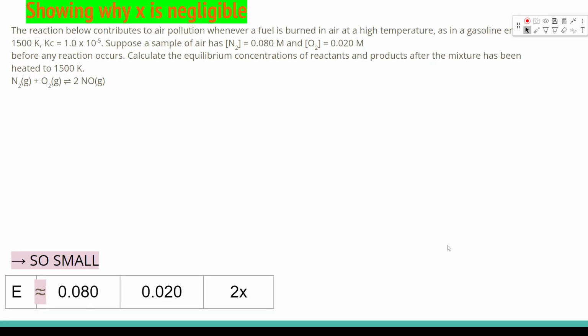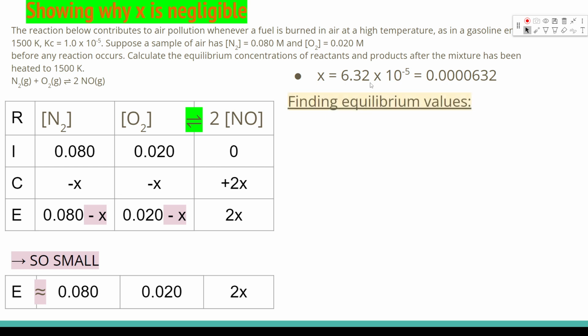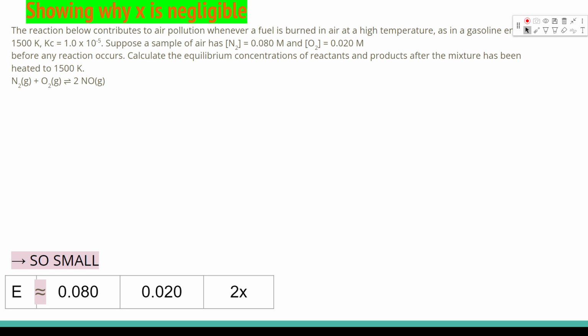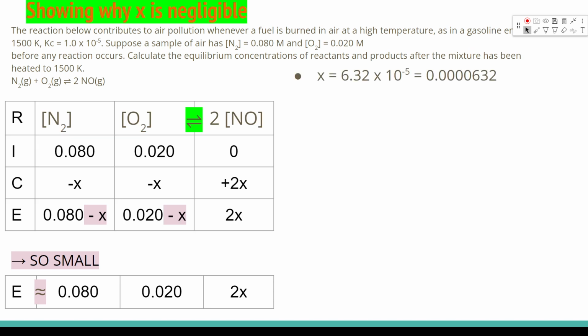Okay? Now, I'm going to show why this x is negligible. So here's the x if I were to actually calculate it. Or was I given it earlier? Oh, no, that was given earlier. Okay, whatever. So here's an x. I was too lazy to do the quadratic, so I just used the x from the last problem. But, you know, if I solve for x, it's almost the same thing.